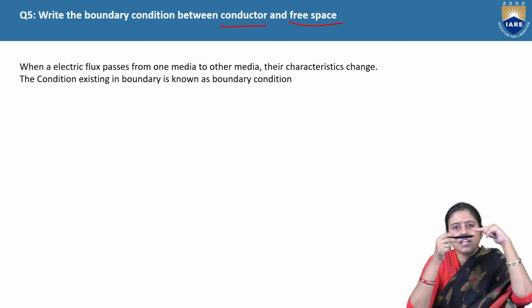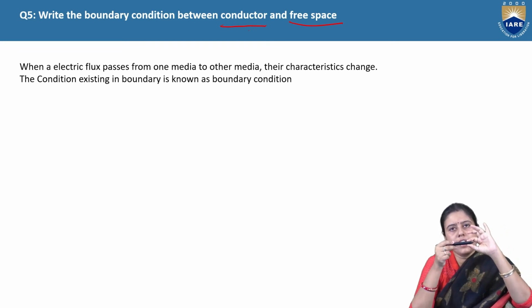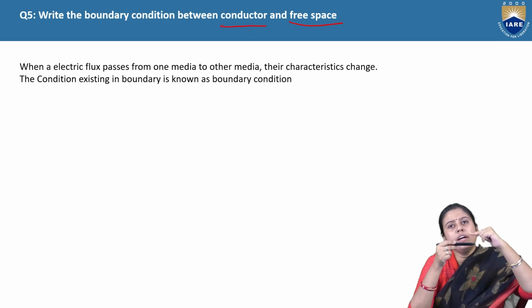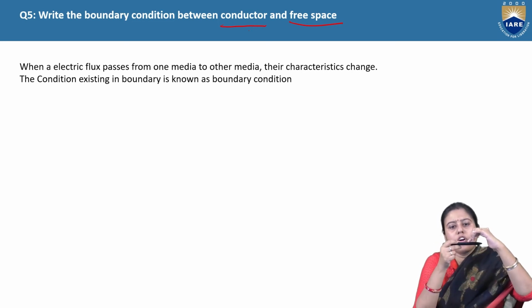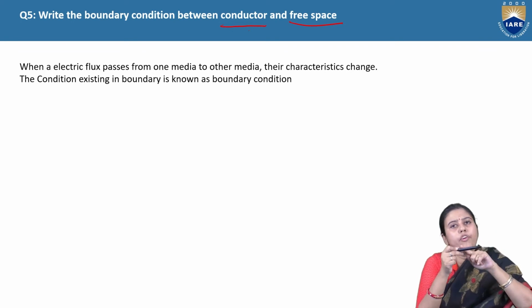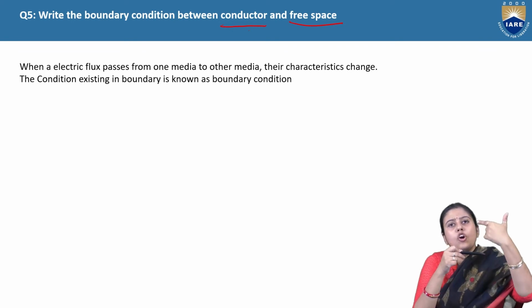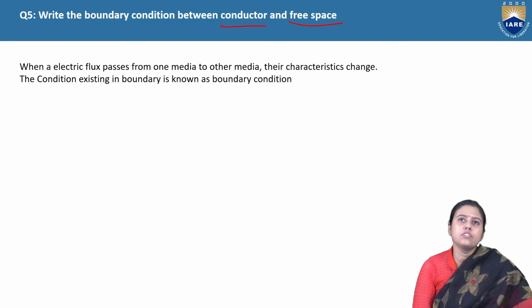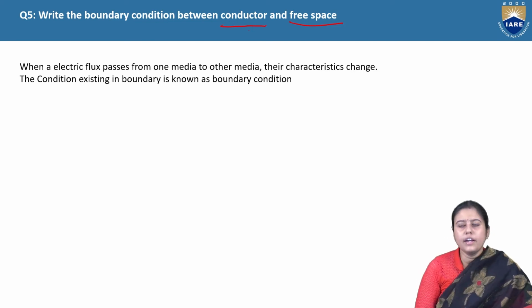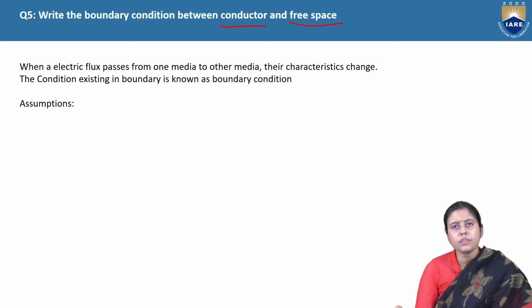When the flux is leaving the surface of the conductor and moving to free space, that is, moving from the conductor medium to air or vacuum, this condition is known as the boundary condition. While we discuss the boundary condition, we will take some assumptions.